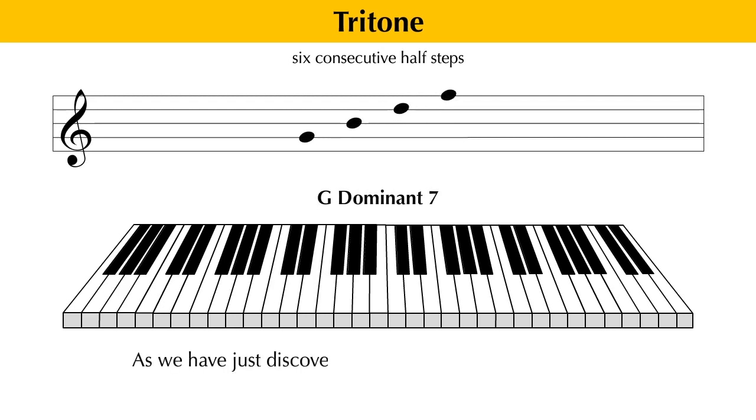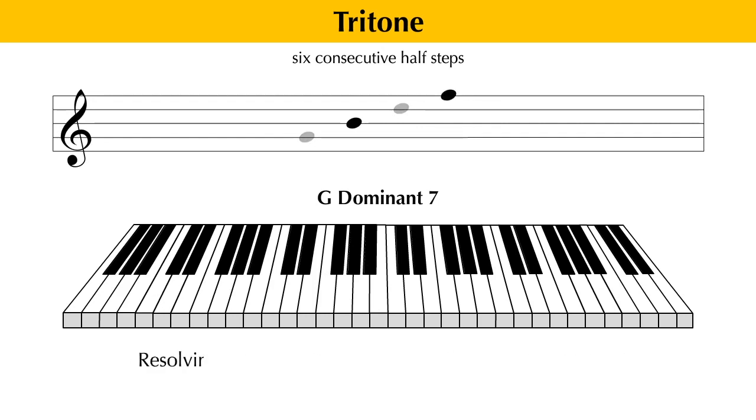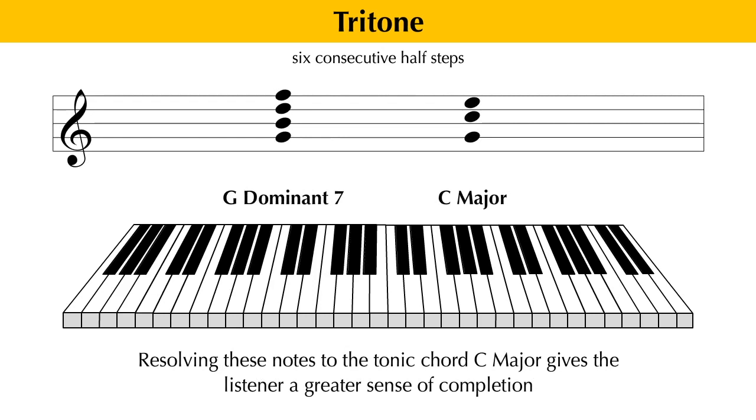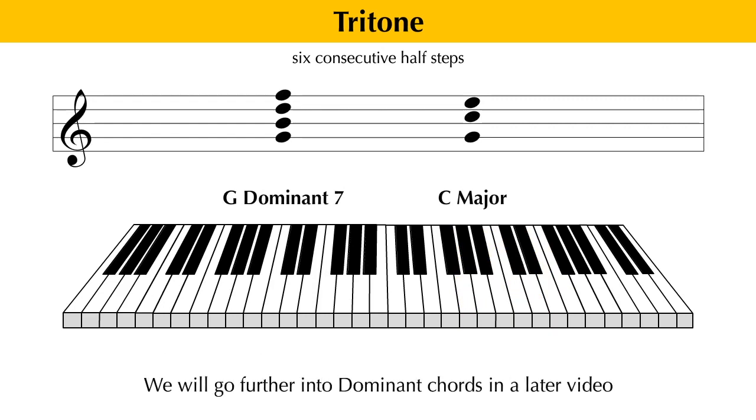As we have just discovered, the interval between the note B and the note F is a tritone. Resolving these notes to the tonic chord C major gives the listener a greater sense of completion. Here's how it sounds in context. Again, we will go further into dominant chords in a later video.